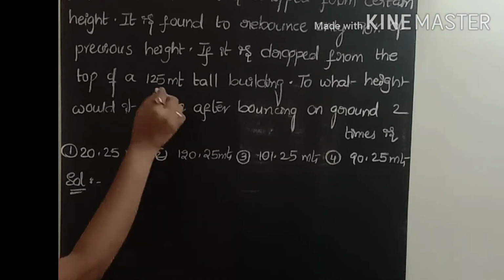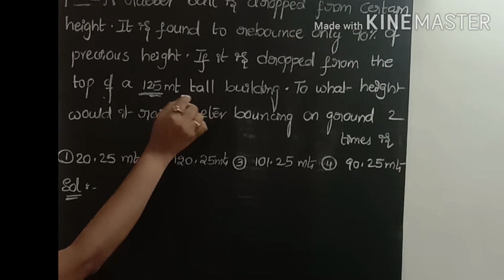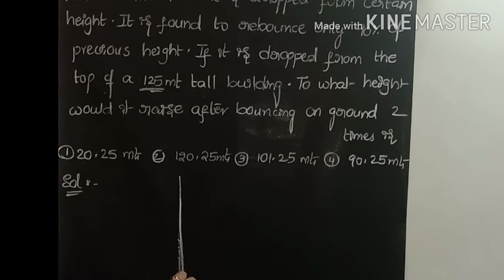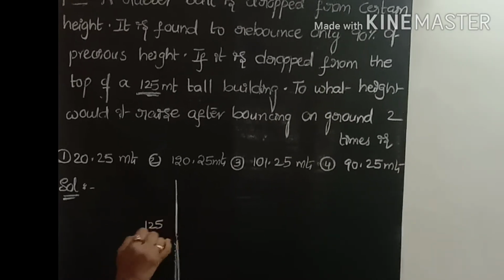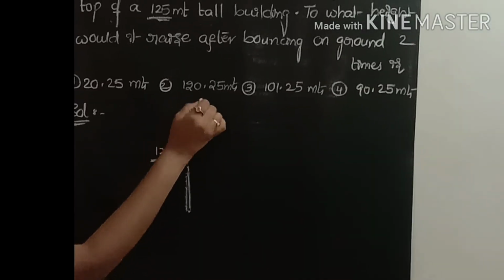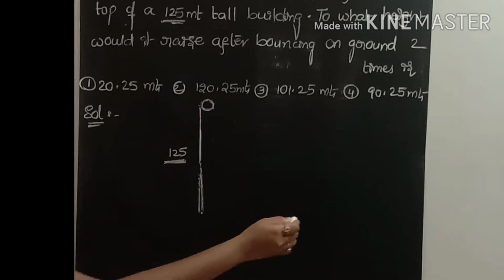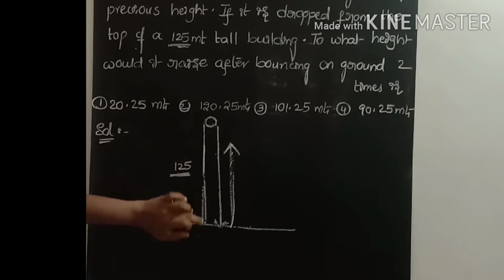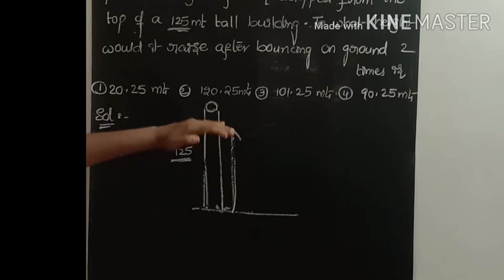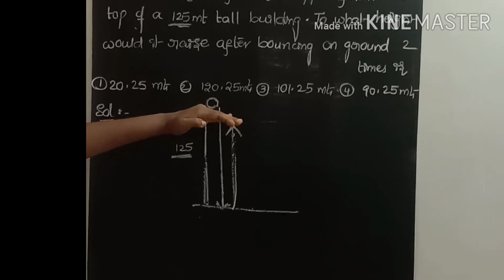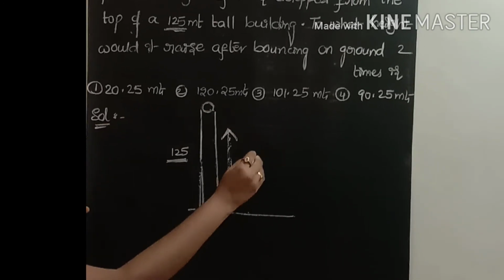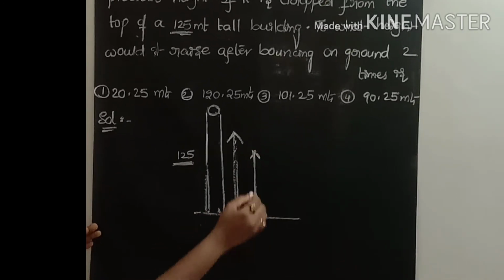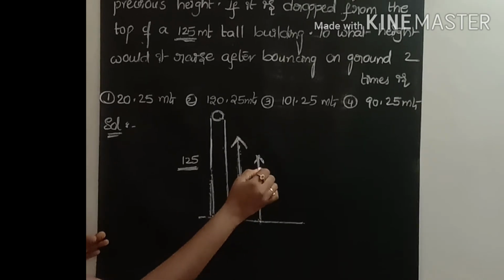So first, it is given that the ball is dropped from the top of a 125 meter tall building. This is a building of height 125 meters, and from the top of the building we drop one ball to the ground. So we are dropping the ball from a height of 125 meters, but it reaches only 90% of that height. And after the second bouncing also, it reaches only 90% of the height.